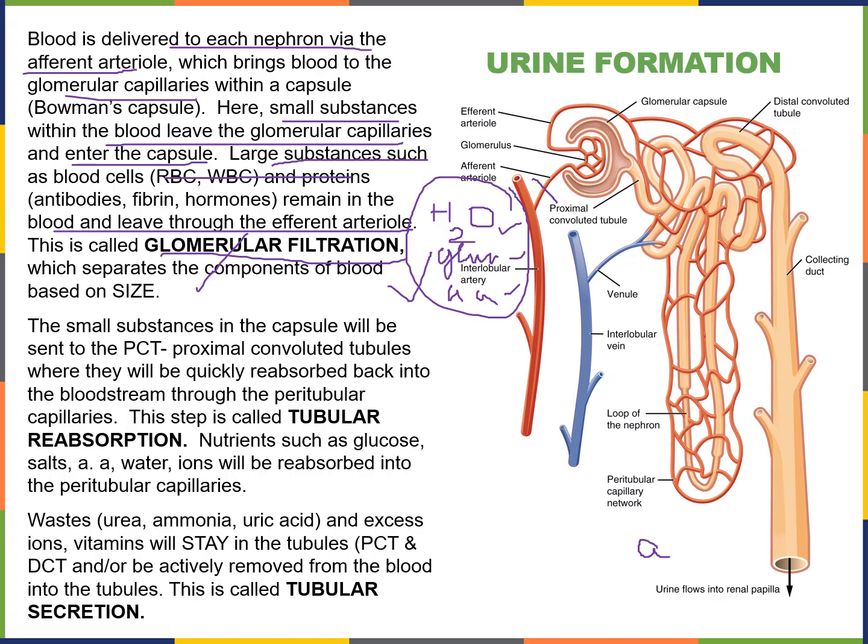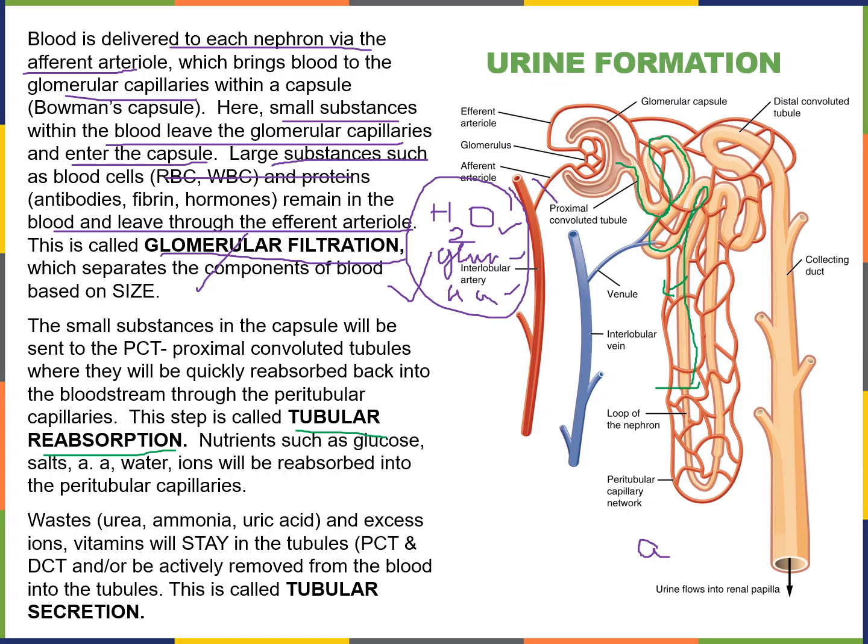Okay, so if we imagine that these three substances are here in filtrate, they will flow in the proximal convoluted tubule. Now in the proximal convoluted tubule, which ends here, there is another process, and that process is called tubular reabsorption. The definition of tubular reabsorption is that substances are moved from the tubule and put back into blood.